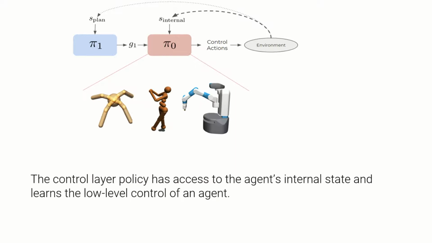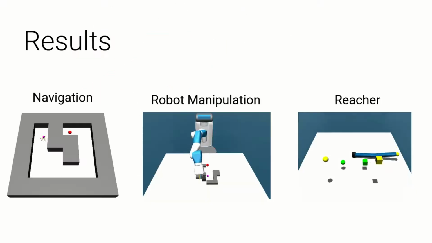The control layer has access to the agent's internal state and is responsible for the low-level control in order to achieve the subgoal from the layer above. We now present results for three different types of tasks. First, we compare against other baselines in navigation tasks. Then, we demonstrate our method on a robot manipulation task. Lastly, we present a 3D reacher task.